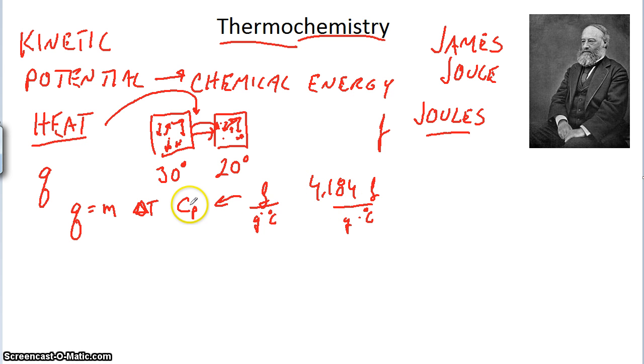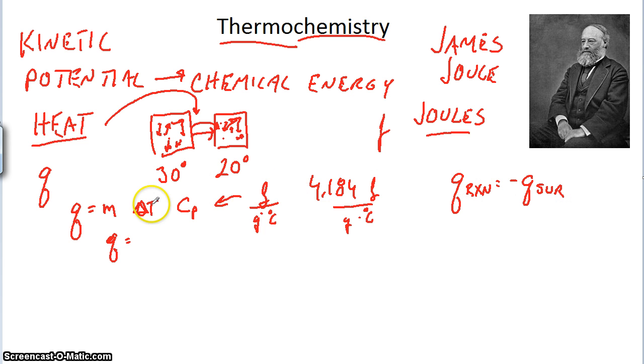So really what we're doing here is taking the specific heat times the number of grams times the number of degrees temperature change, and that tells me how much heat in joules would be required to do this transition. Now again, going back to the first law of thermodynamics, I could write this like this. I could say the Q of my reaction is equal to the negative Q of the surroundings.